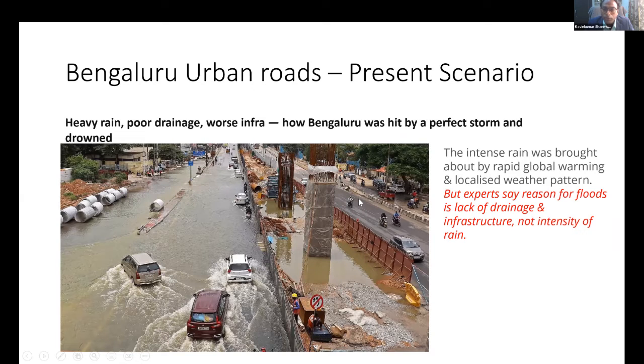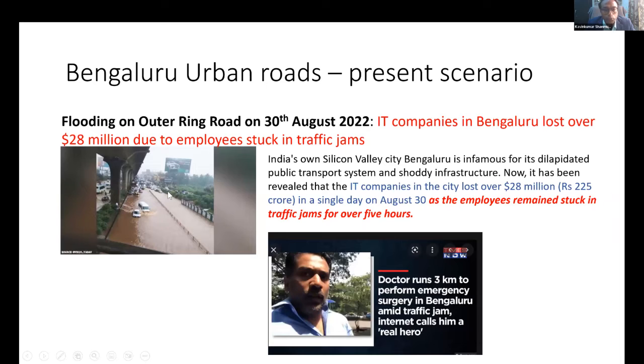So this says something very serious about the infrastructure management which is happening in Bangalore, and it's similar to Chennai and any other place in India. And you could see a pathetic situation. A doctor ran 3 kilometers to save a patient, which happened last week in Bangalore. And also IT companies in the Outer Ring Road lost around $28 million in a single day, since people cannot travel and reach offices on time. The 3 to 4 hours delay has triggered almost 220 crores Indian money.